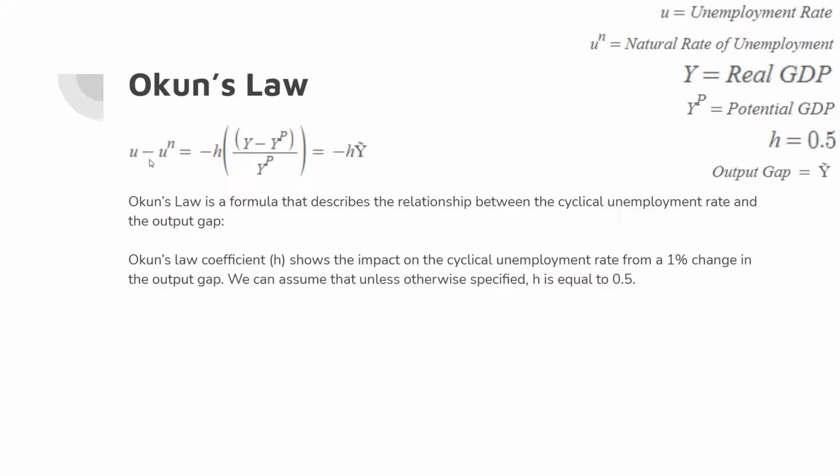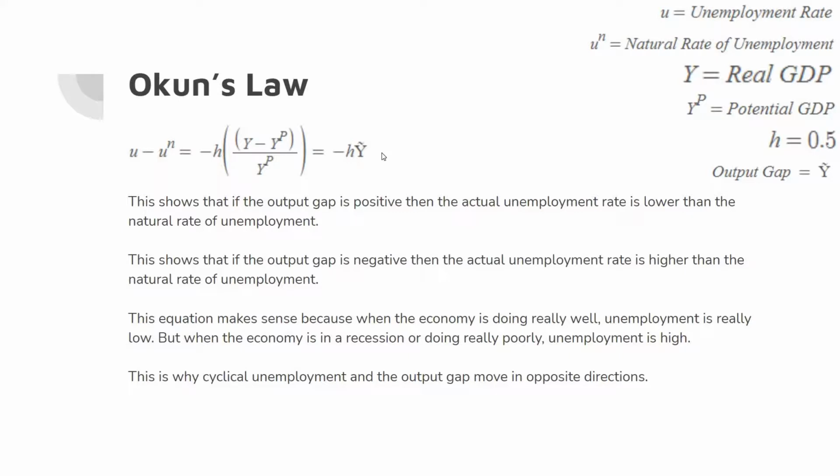So, going over this equation, we can see that it's the unemployment rate minus the natural rate of unemployment, which is equal to the Okun's law coefficient multiplied by the real GDP minus potential GDP divided by potential GDP, which is all equal to the Okun's law coefficient multiplied by the output gap. Now, what this actually tells us is that if the output gap is positive, then the actual unemployment rate is lower than the natural rate of unemployment. If the output gap is negative, then the actual unemployment rate is higher than the natural rate of unemployment.